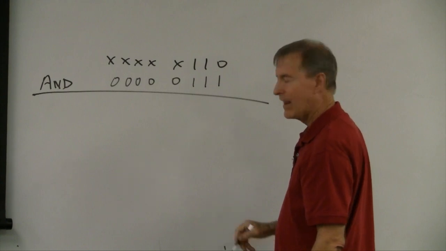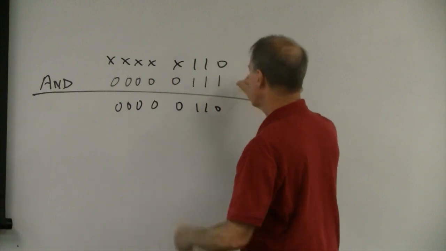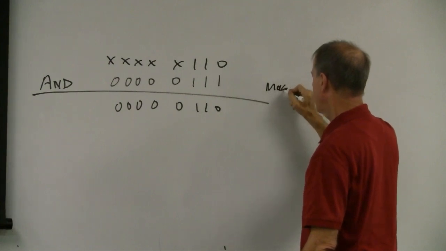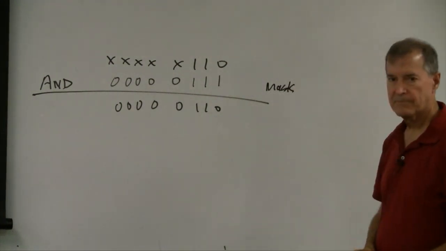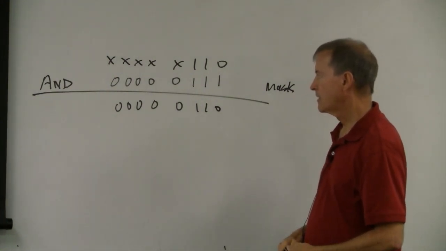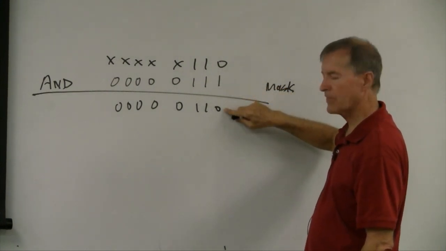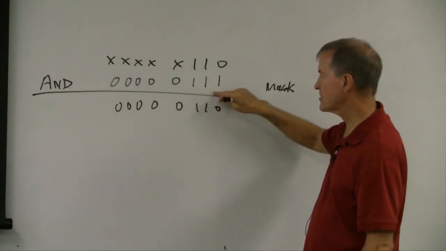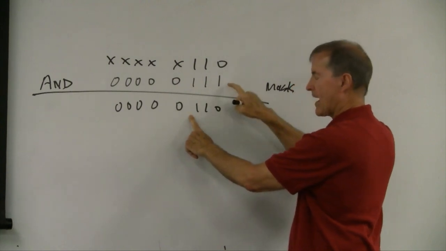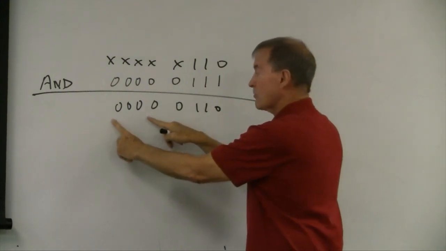Are you with me? And if we do this, what will this be? 0, 0, 0, 0, 0, 1, 1, 0. So this will come down unchanged, and these will be all zeros. This is called a mask. I mean, what we're saying is, if you AND any quantity with 1, you get the same thing. And so because we have 1s here, this is going to come down unchanged. Are you with me? This is called a mask. Are you with me on that? Okay. And furthermore, these will all be zeroed out.